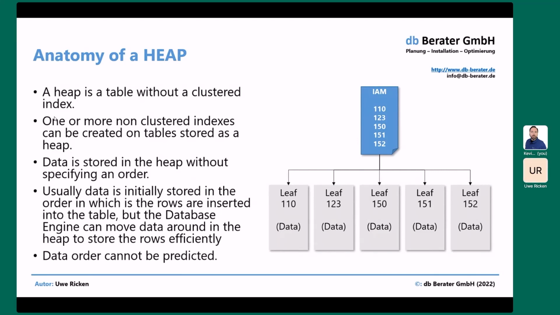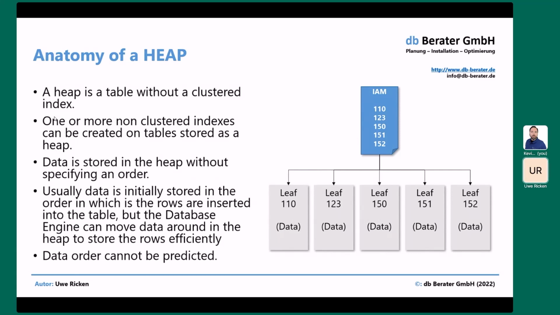A heap is a table without a clustered index. The clustered index is exactly the same, it's a table, but then it is ordered by an order key. The heap table can have one or more non-clustered indexes. That's not a problem because they can be created on tables. The key point that makes heaps so interesting is that data is stored in a heap without a specific order. This is where I have mostly very heavy discussions with others, because I'm a fan of heaps, because heaps can store data incredibly fast.